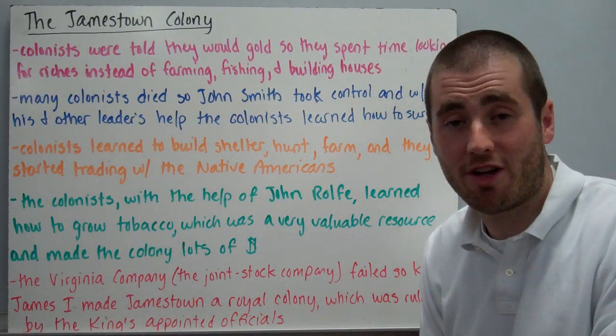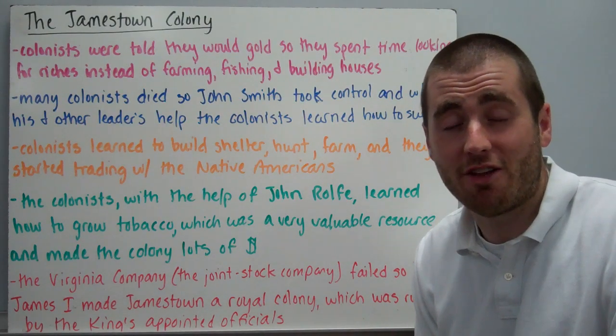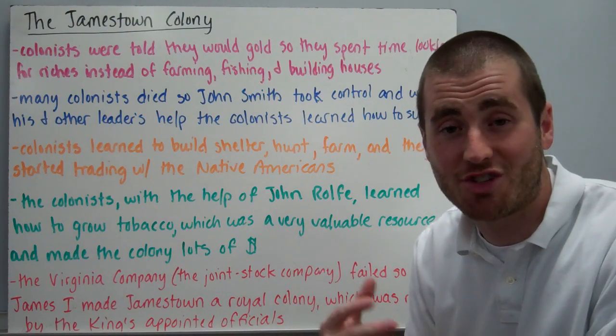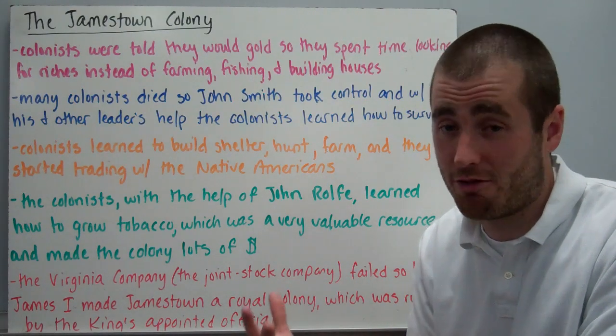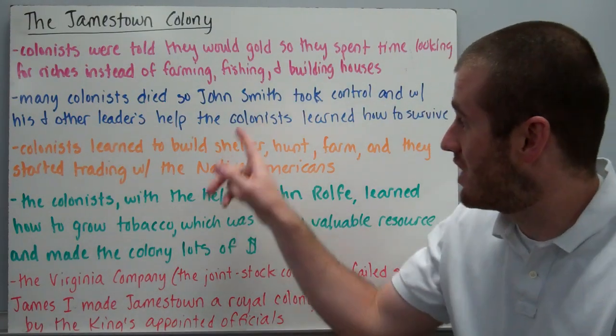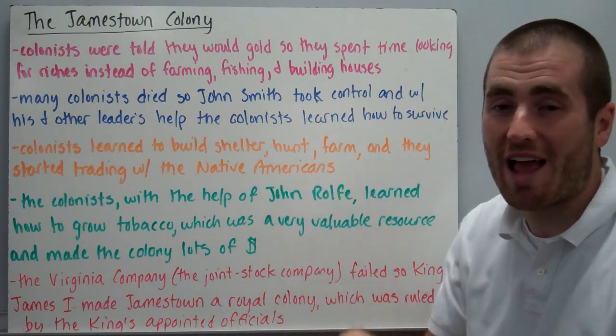All right, so they were told they were going to find gold, so they spent all their time looking for gold. And obviously, in Virginia and North Carolina, there is no gold. And so instead of farming and fishing and building houses like they should have to learn how to survive, they were hunting for gold, and they never found any gold. So that posed a problem. Many of the colonists obviously died, so John Smith took control, and with his help and other leaders, they were able to learn how to survive.